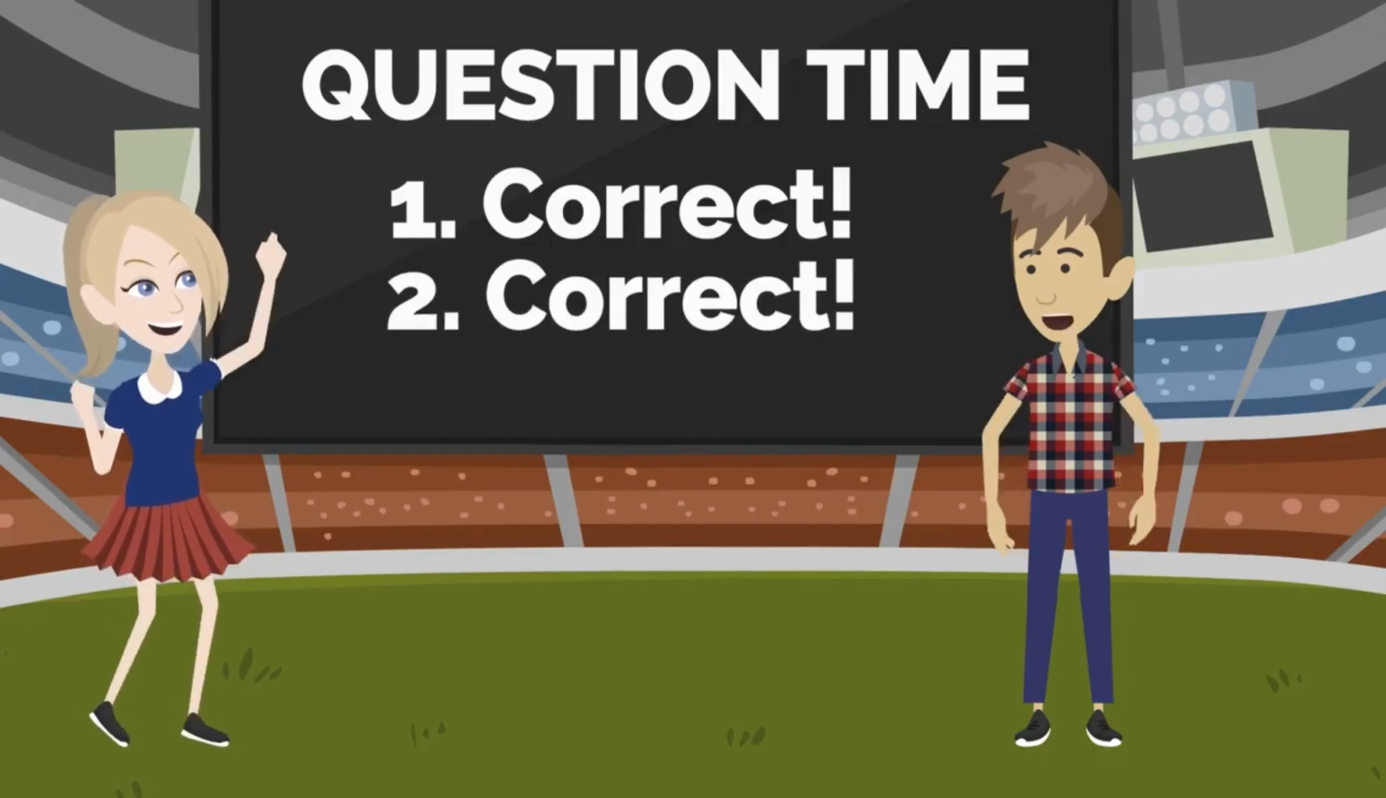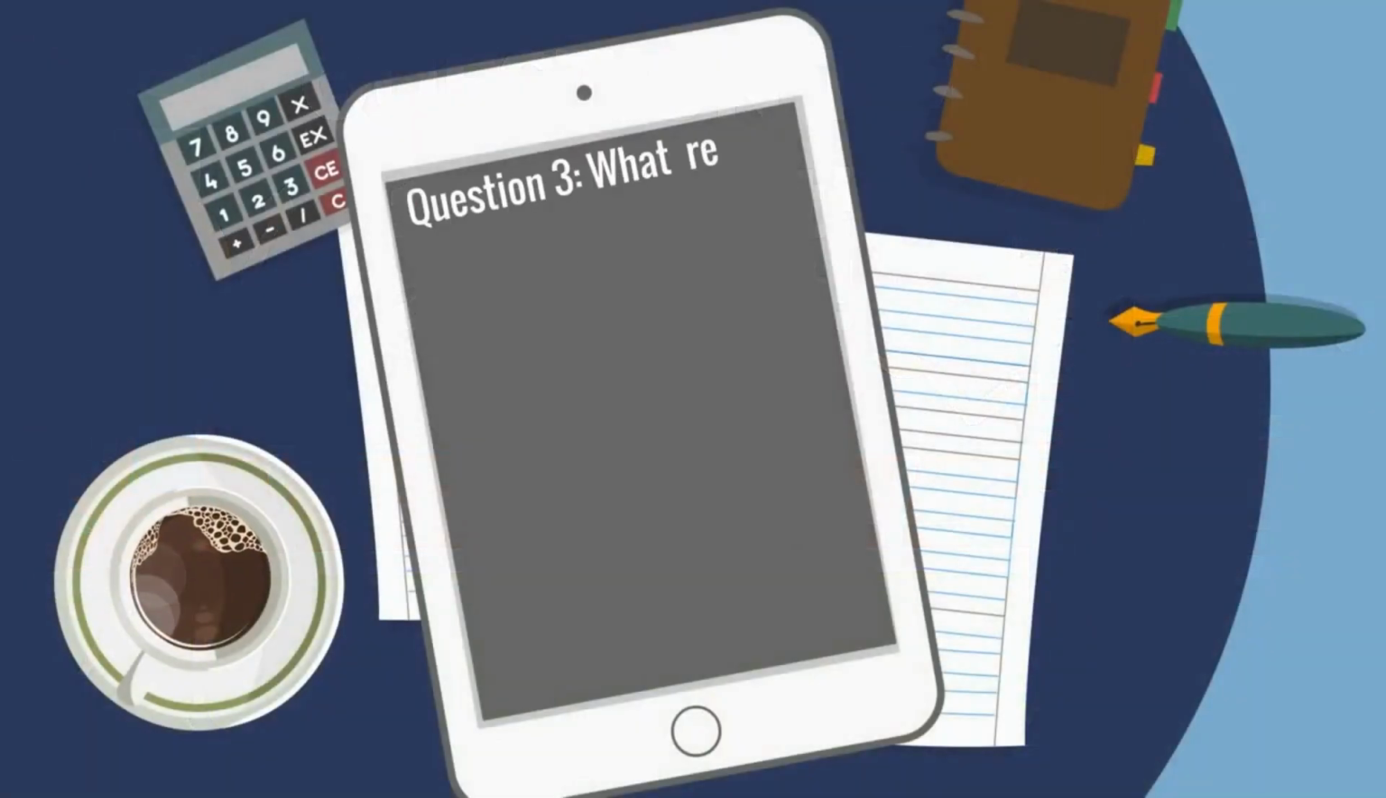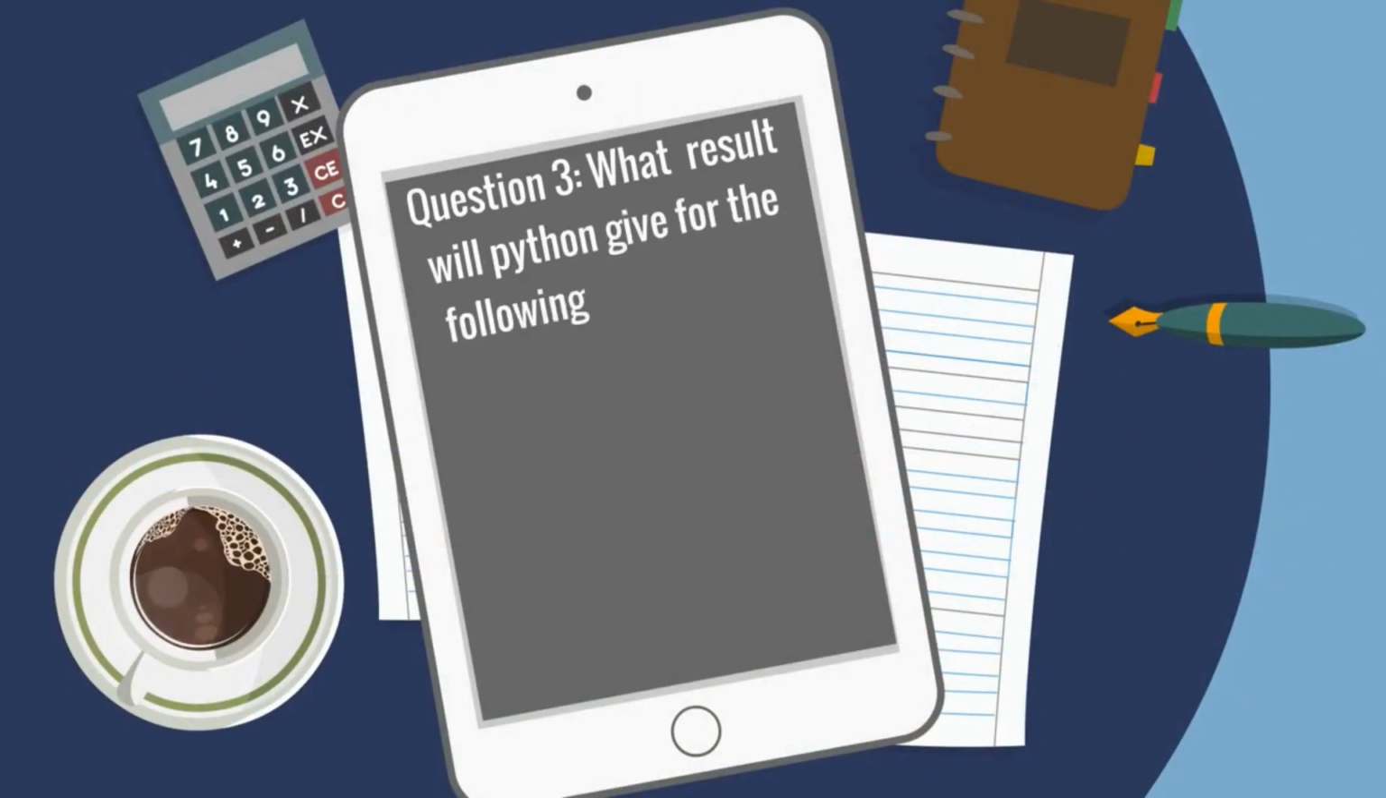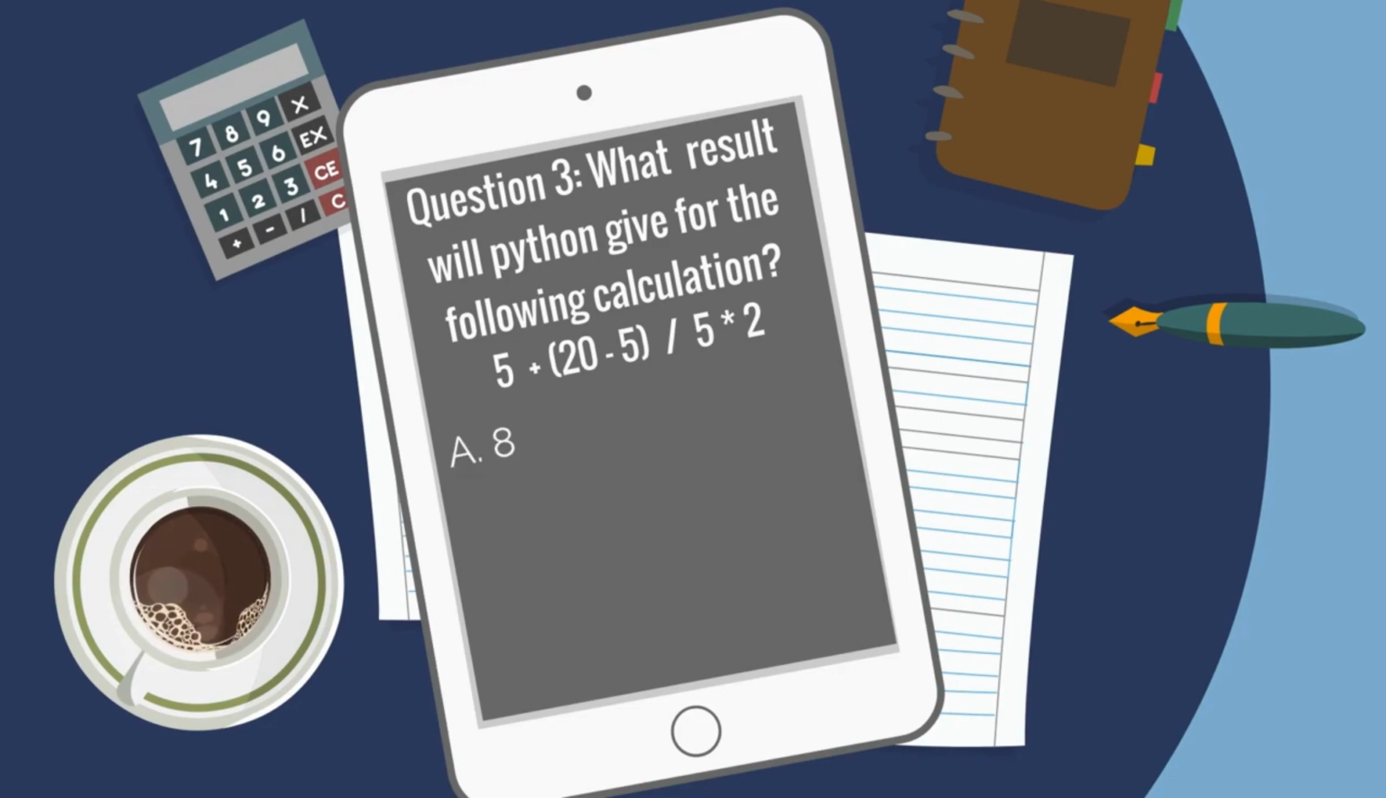That's right. Question 3. What result will Python give for the following calculation? 5 + (20 - 5) / 5 * 2. Is it A, 8, B, 11, C, 6.5, D, 10, E, 0?